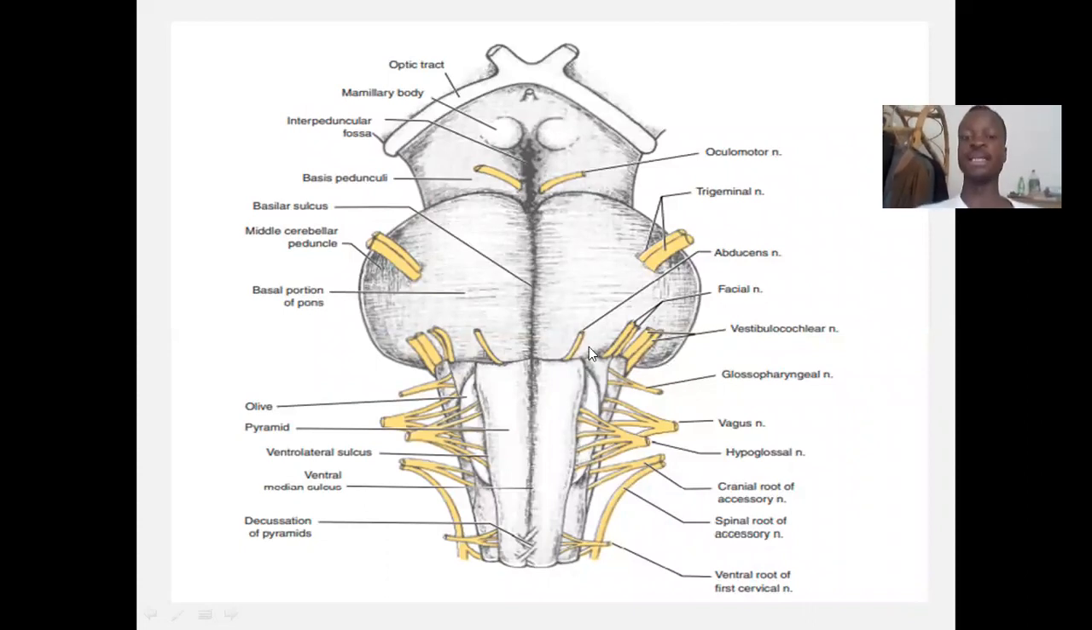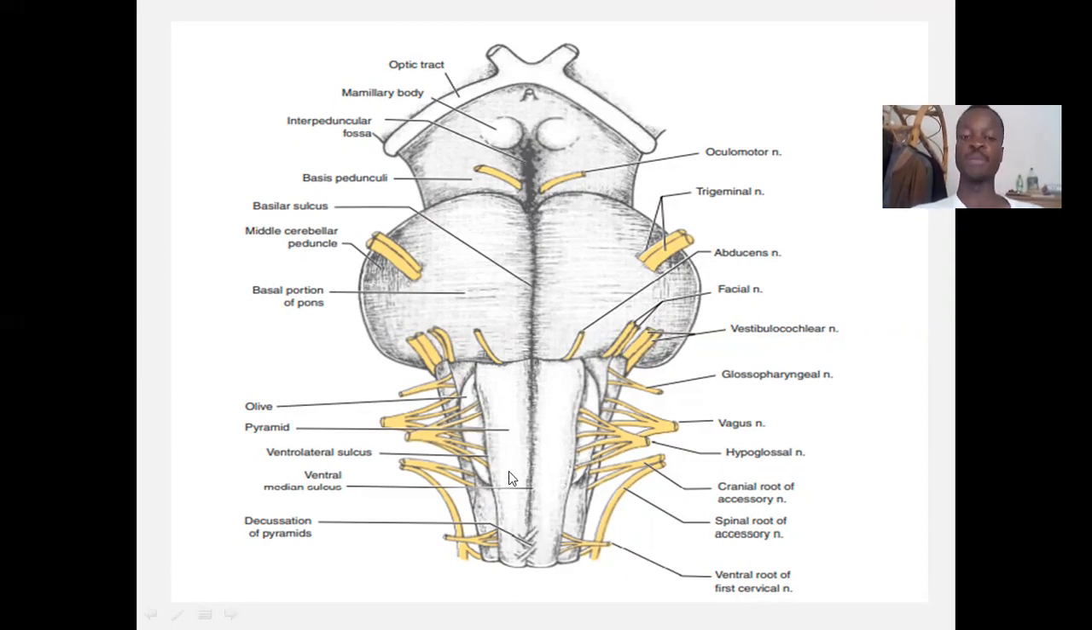So we'll start mainly with the external surfaces of the medulla, right? So this is your medulla, right? And in the midline, you're going to have a ventral median sulcus, which is this one, right? And in its lower or caudal end, the ventral median sulcus of the medulla is actually obscured by the decussation of the pyramids, which is occurring in this region. Remember, 85% of the descending corticospinal fibers will actually decussate in this region.